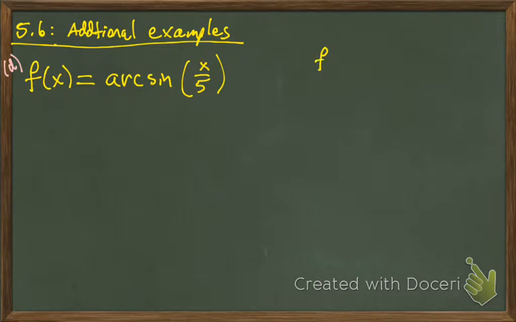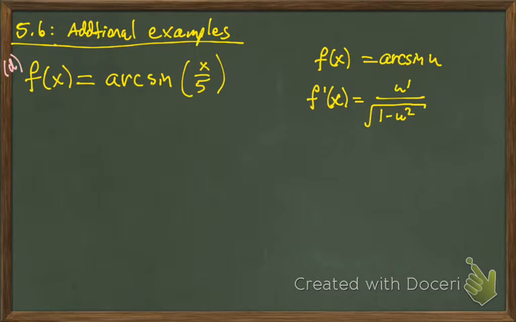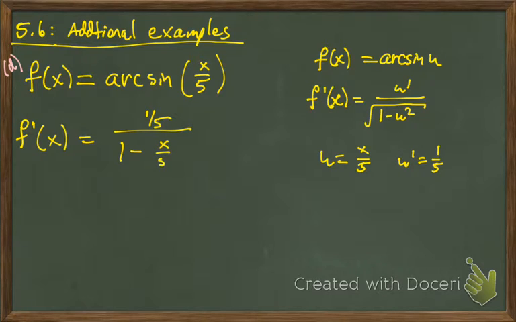So if we write generically, if f of x is equal to the arc sine of u, where u is a differentiable function of x, then the derivative f prime is going to be u prime divided by the square root of 1 minus u squared. For this specific problem, u is x over 5, so u prime will be 1/5. So that is going to be 1/5 divided by the square root of 1 minus x over 5 quantity squared.